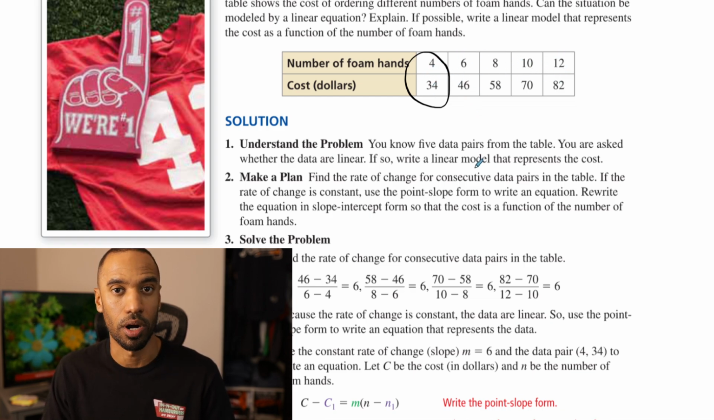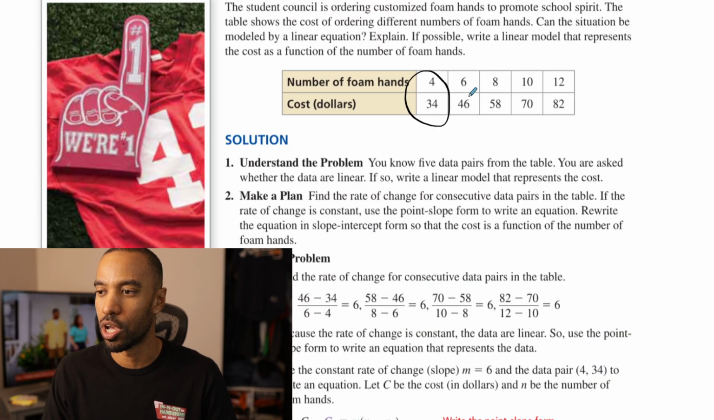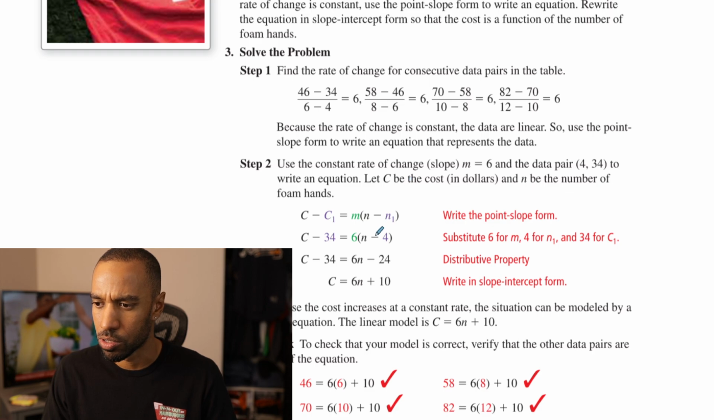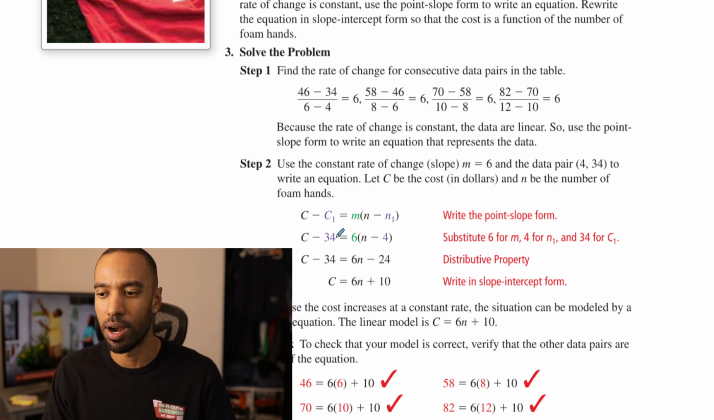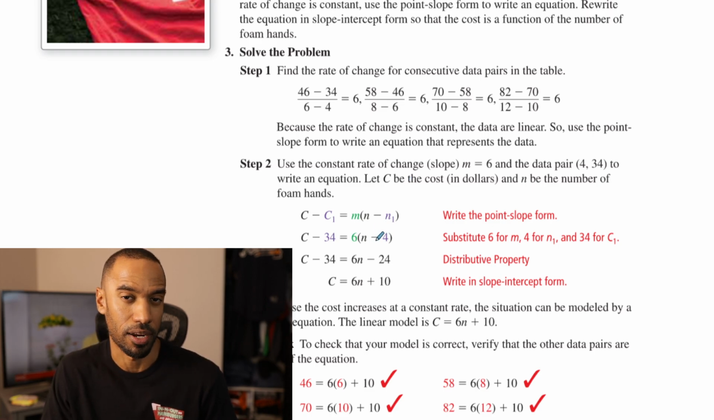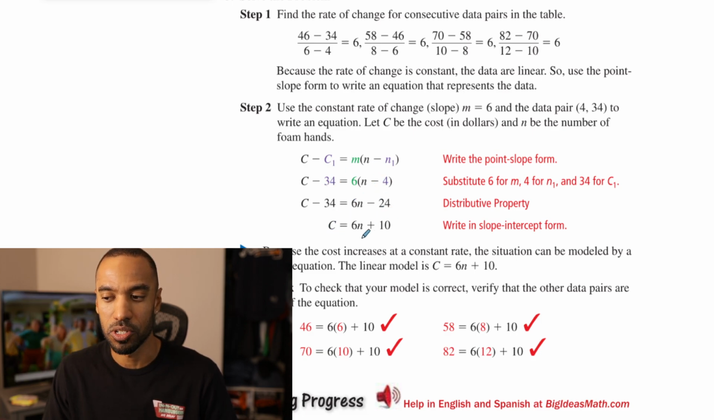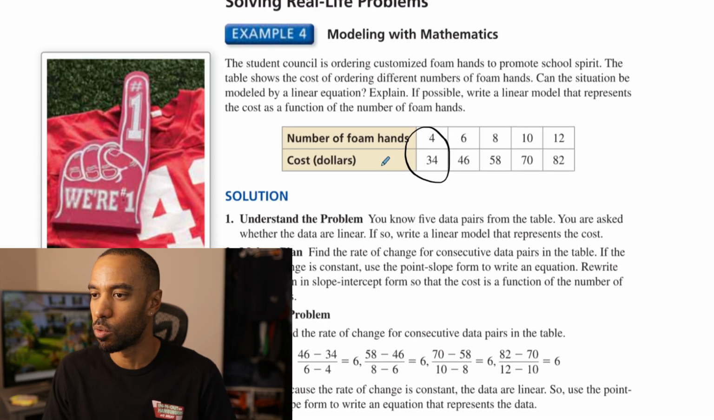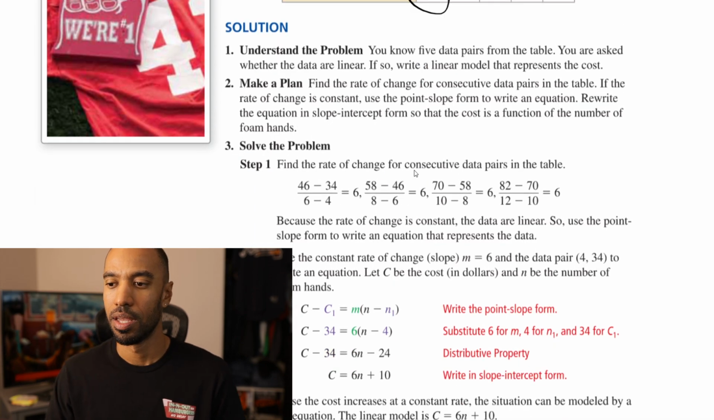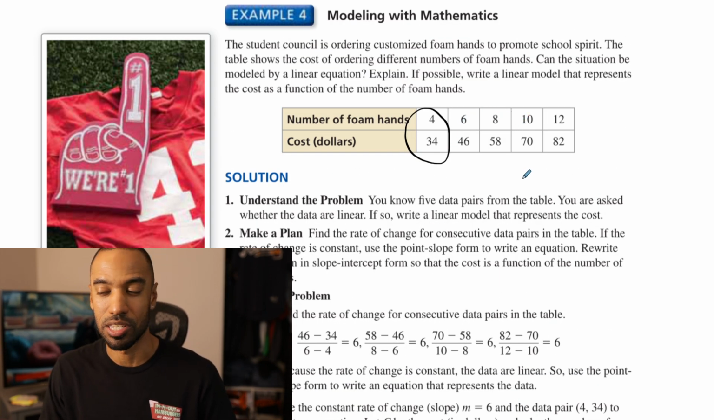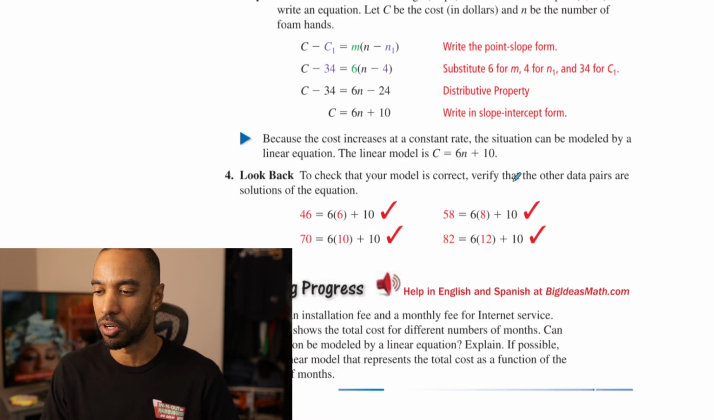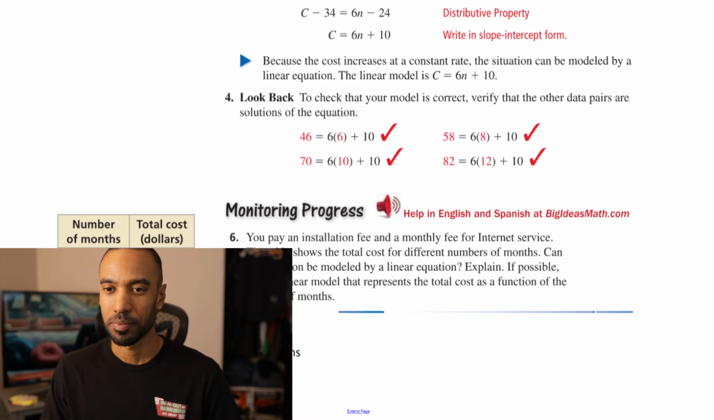x1, y1, sure. Which ones do they use? They chose, what did they choose? Oh, yeah, they chose 4 and 34. So the smallest numbers, why not? Now they get it in slope-intercept form, y equals mx plus b. And was that it? They just said write the equation? Yeah, write a model. I thought they were going to say then use it to predict how much after 20 foam finger things. And that's it.